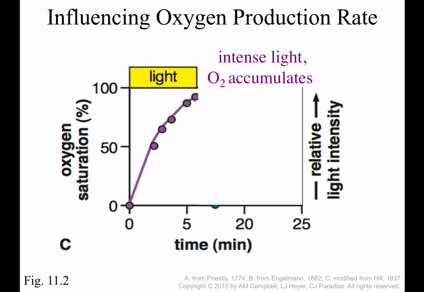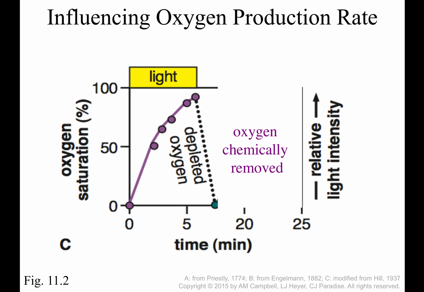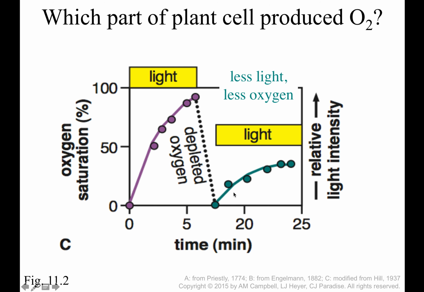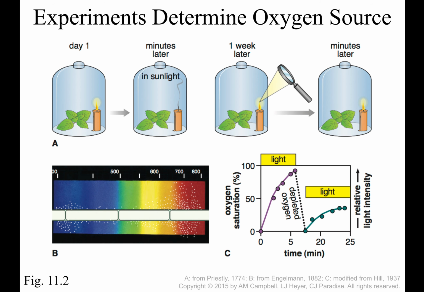So if you look more quantitatively at how much oxygen is produced, as you expose plants to light, more light intensity leads to more oxygen production. But then if you get rid of the oxygen and you supply less light, you get less oxygen. So it's proportional to how much light is supplied to the plant.